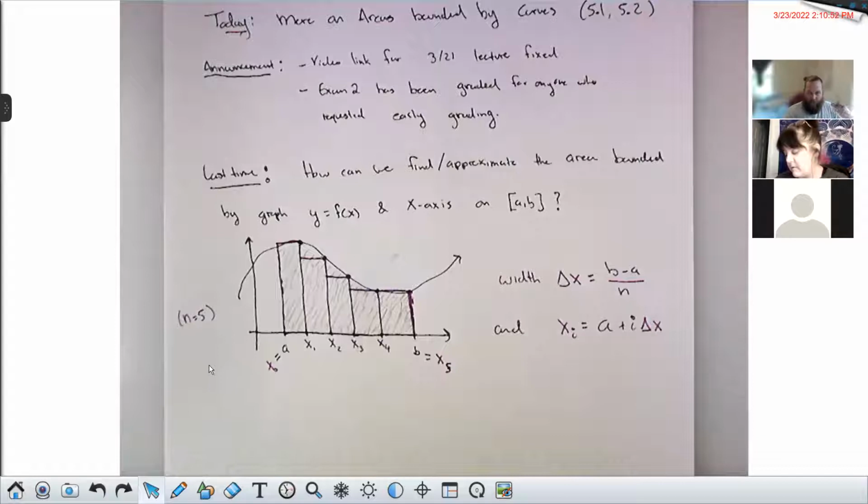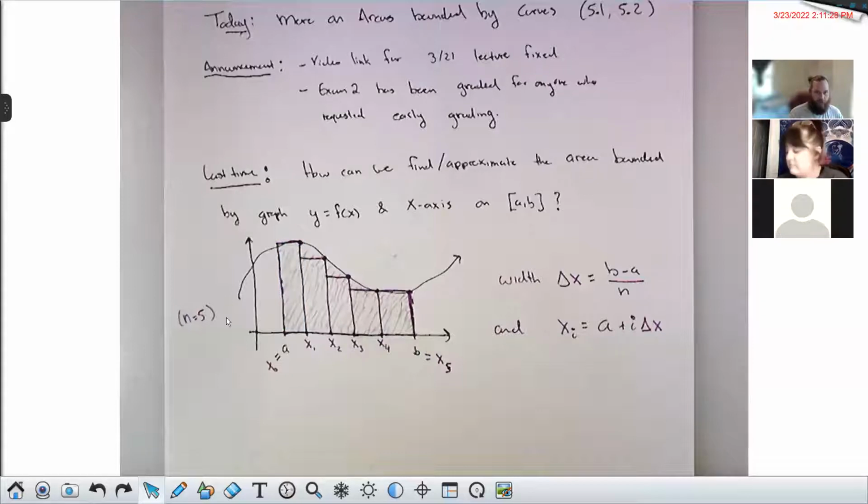Morally or logically, what we're doing here is we take the interval a to b, we chop it up into n equal length subintervals. So here's the first subinterval, here's the second subinterval, here's the third subinterval, fourth and fifth. So here n is 5, and it's always the number of rectangles, aka the number of subintervals. Chop a to b up into n equal length subintervals, and then construct a rectangle on each of those intervals.